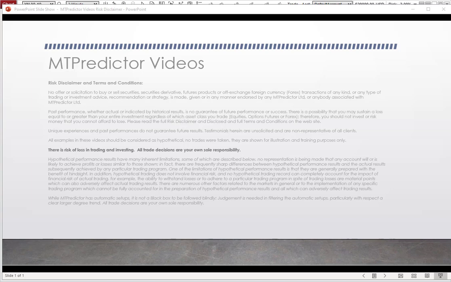In today's MTPredictor video, I'd like to look at how we decide when the market pattern is clear, and as such we can start looking for trade setups. And as an example, I'd like to look at the US E-minis and how they unfolded yesterday.